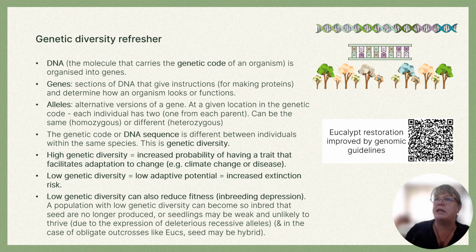Now, eucalypts are obligate outcrossers. They don't do well when mating with close relatives. So much so that the inbred seed is often not viable. Although it may be produced, it isn't viable or it doesn't germinate or seedlings don't do well. But eucalypts love to hybridize. So if you have siblings planted at your restoration site, the seed that they produce is more likely to be hybrid than pure and not what you're intending to plant. And there's a QR code there for an article on how genomics can improve eucalypt restoration.